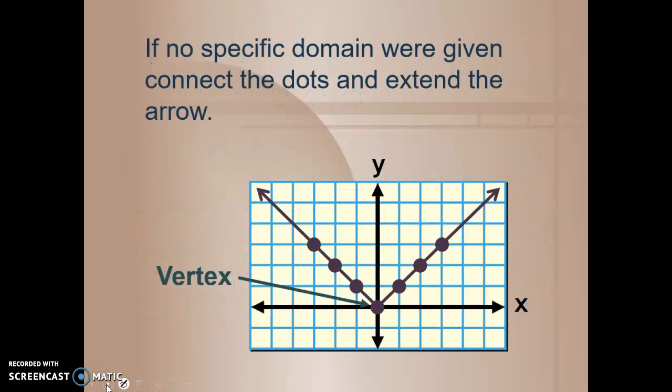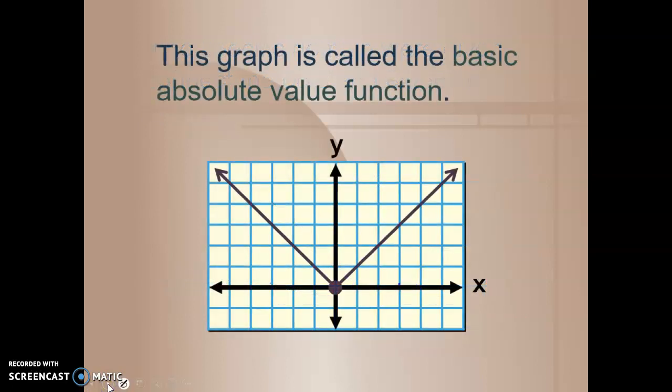If no specific domain were given, if we got to choose our own x's, then we would connect the dots and extend the arrow to show that any x values could be used. Please note that this point right here is called the vertex. So pay attention to where the vertex is. It's that point on the absolute value graph at the bottom of the V for vertex.